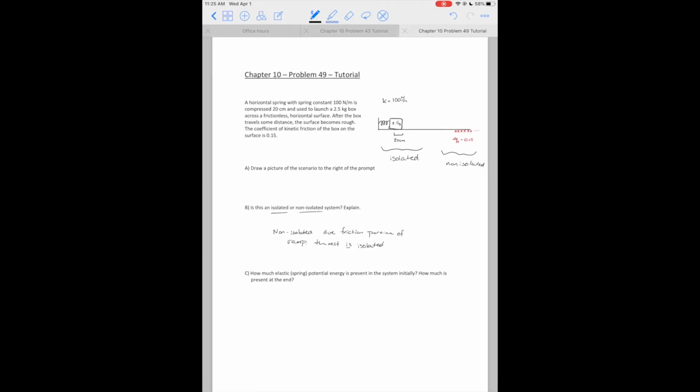So again, we consider an isolated system when I have no work done by the environment on my system. Specifically non-conservative forces like friction or applied forces or things like that. It's non-isolated when there is friction and applied forces. Then I need to consider the work externally done.